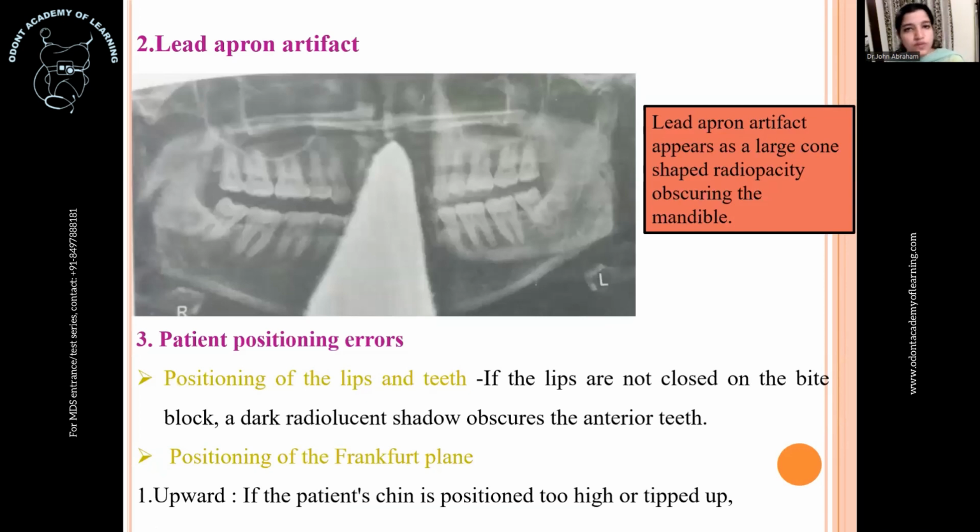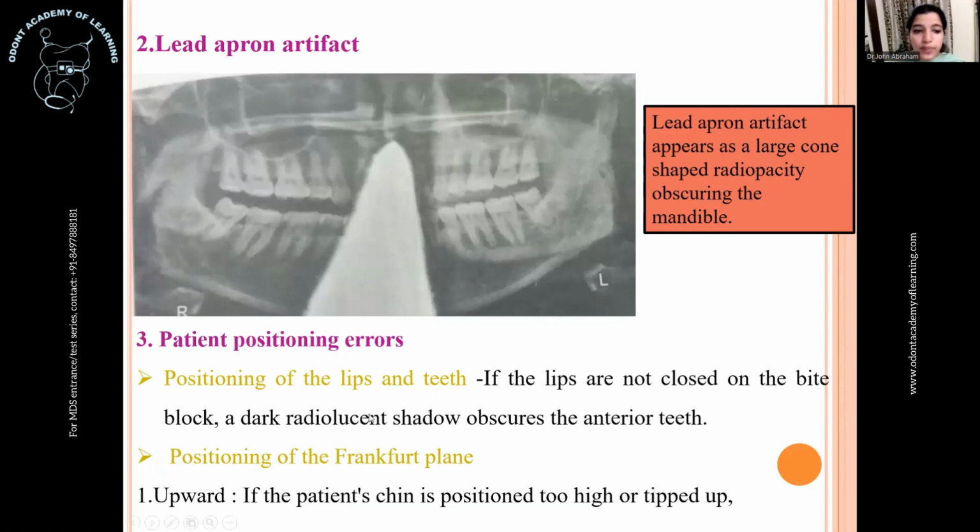Second one, so first one was ghost image, and second one is lead apron artifact. So the patient is wearing a lead apron, and the lead apron artifact appears as a large cone-shaped radiopacity obscuring the image. Patient can wear it, but if the positioning is wrong, it can come as a radiopaque area obscuring the entire image of your panoramic picture.